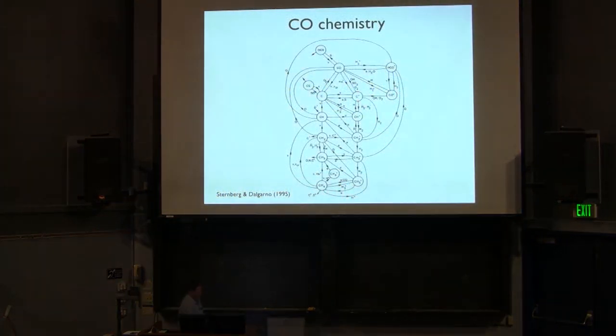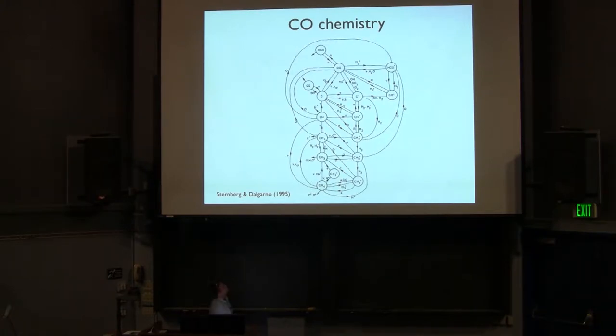So how do we do CO chemistry? Well, that looks a bit of a mess, doesn't it? There's lots of different reactions there. You'd have to have many, many species, and as we talked about yesterday, the more species you add to your reaction network, the slower it gets. It goes as n cubed. So if you can cut that down, that's always good.